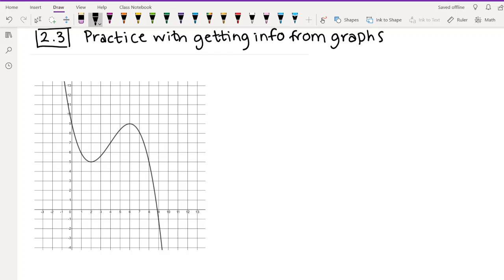Okay, so I want to jump into an example. We're going to call this function f of x, and we're basically just going to answer a bunch of different questions about this function. I'd encourage you to pause the video and try to answer some of these yourself, because this is all basically just review from the last two videos. All right, so the first question I want to answer is to find the domain and range.